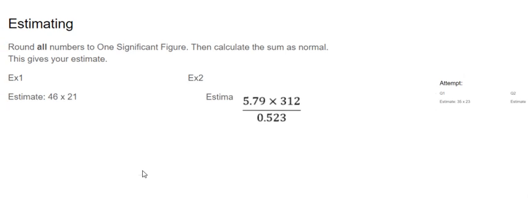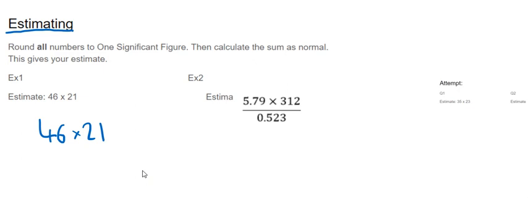Hi guys, so this is estimating. One first thing that's very important is if I take my first example here, I've got 46 multiplied by 21. Very important, if you actually go and work that out in an exam, if you put that into your calculator or work it out with your column multiplication method and you get the exact answer of 46 multiplied by 21, then you'll lose all the marks.